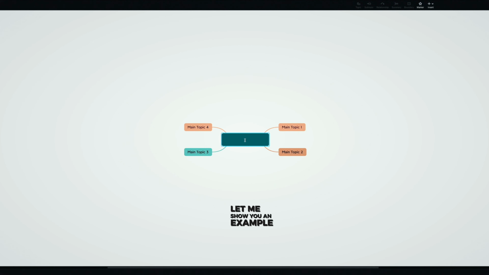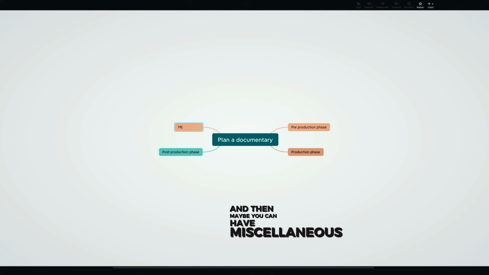Let me show you an example of how I use it for planning. Let's say I want to plan a documentary. All right, so you can have the pre-production phase, then the production phase, and then post-production phase, and then maybe you can have miscellaneous. Forgotten how to spell miscellaneous.